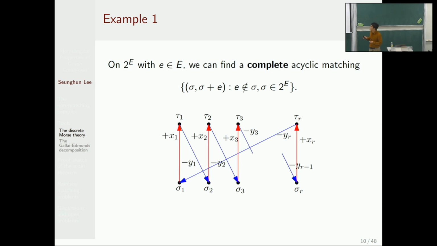So the size of E minus 1 dimensional ball. And then we can find a complete acyclic matching like this. For any fixed E, we can easily see that this is a complete element matching, where complete means the perfect matching. But how can we show that this is an acyclic matching?